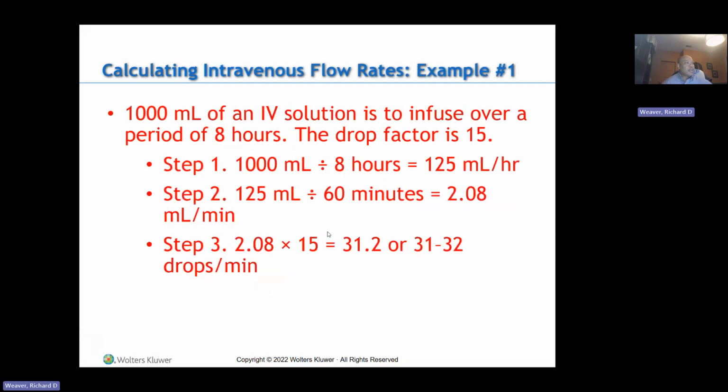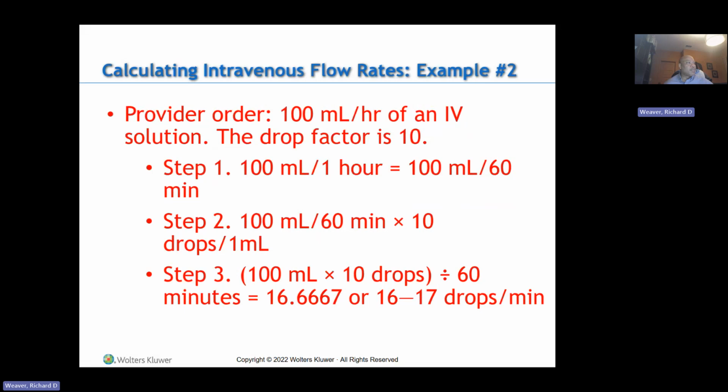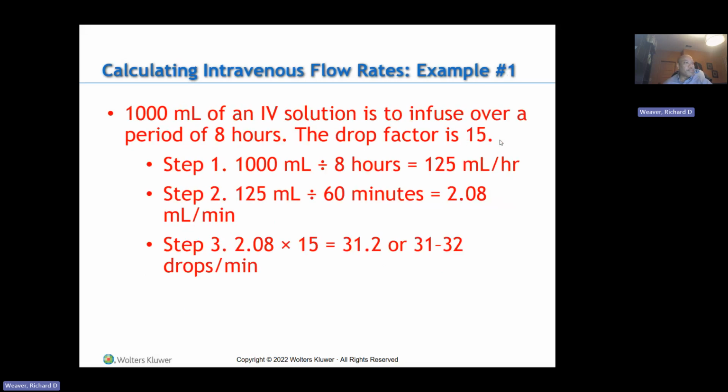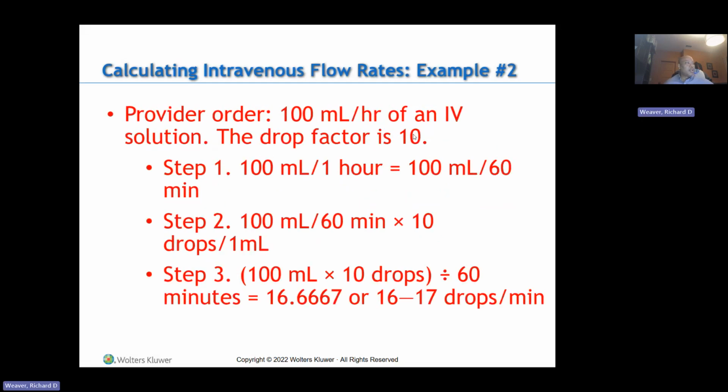So take a look at this particular example here. They may give you one on the exam. Take a look at that one. The previous one has a drop factor of 15, so you have to use that number. And you see how it says 60 minutes. So you essentially say if it's 8 hours, 60 times 8 would be the minutes that you would use. And here there's a drop factor of 10. So just make sure you guys are doing your calculations, just in case.